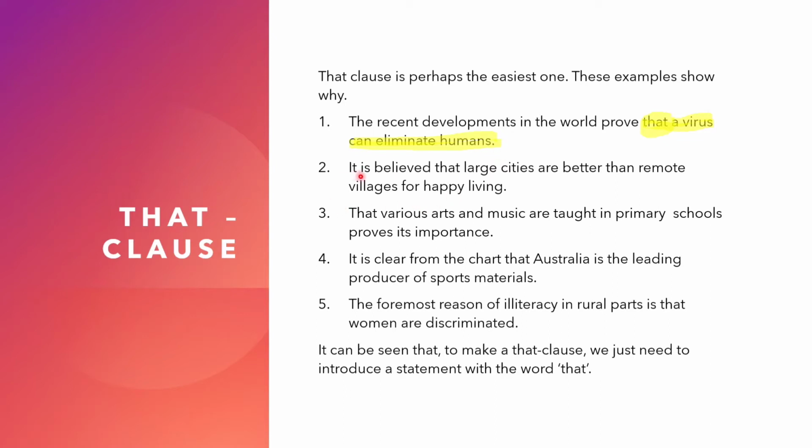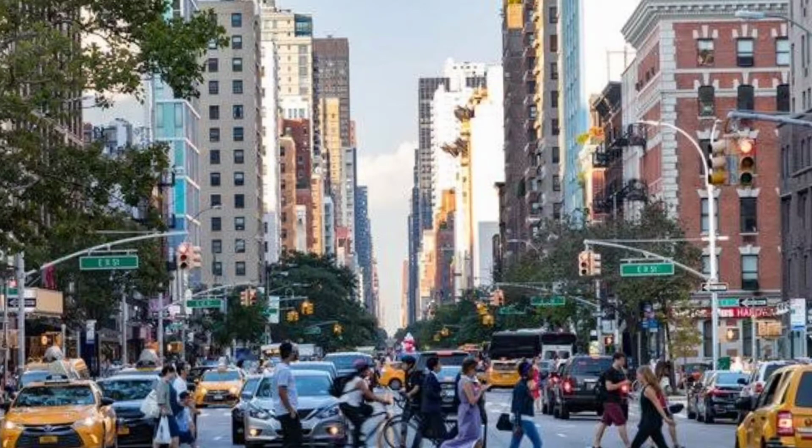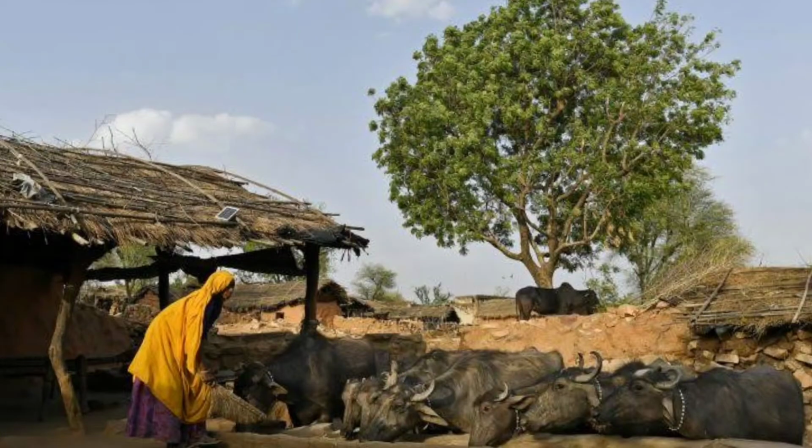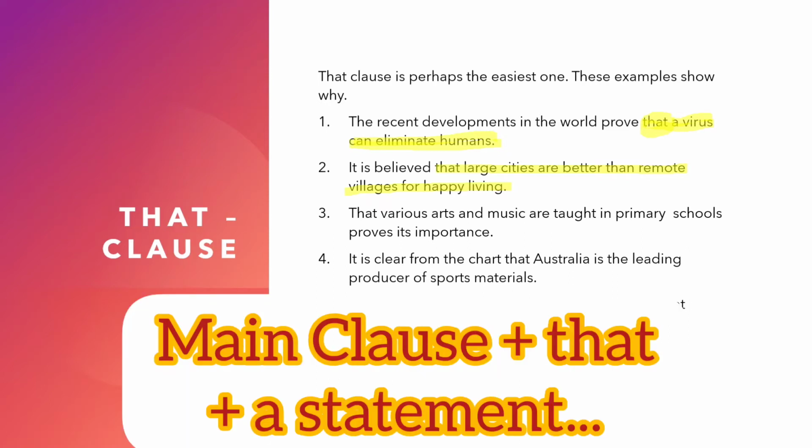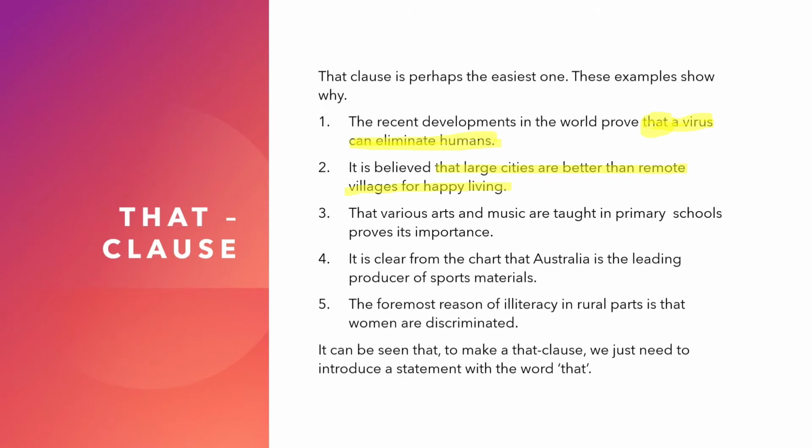Now look at the next sentence. It is believed. What is believed? That large cities are better than remote villages for happy living. This is what you believe. So you just add it is believed, the main part of the sentence there, and then you just add that large cities are better than remote villages for happy living. So this is very easy to use that clauses.